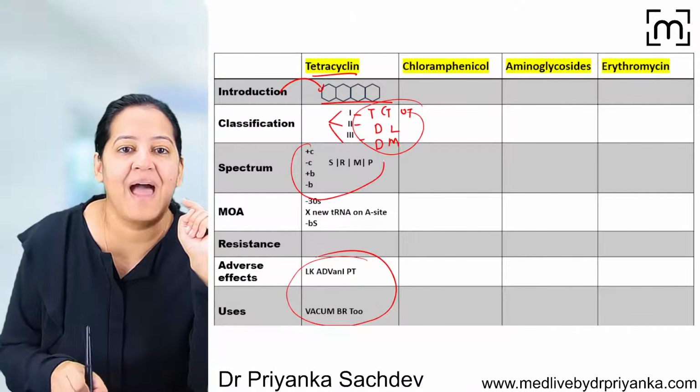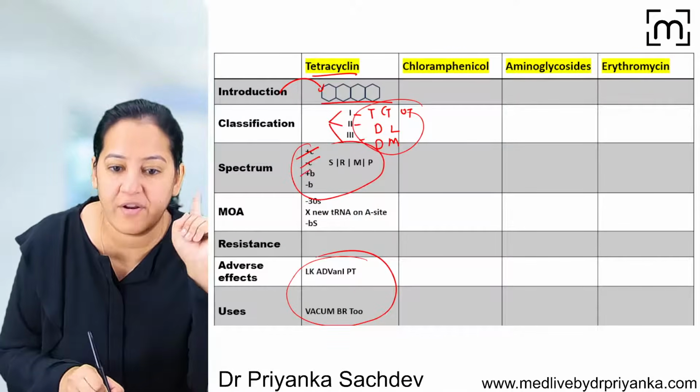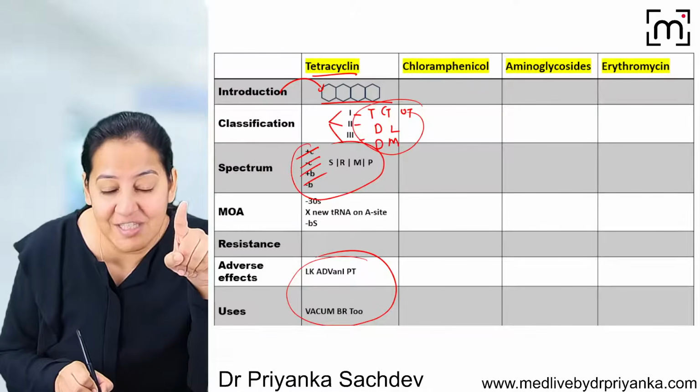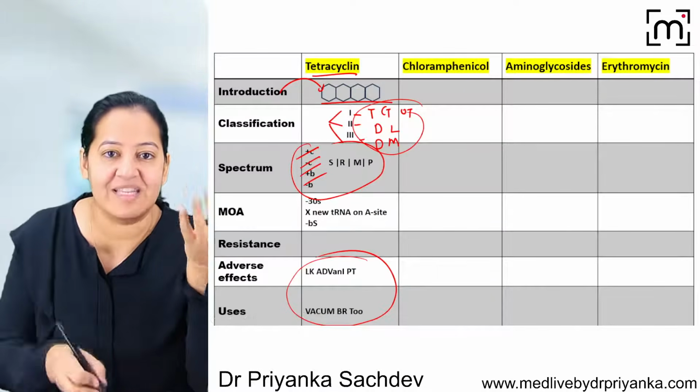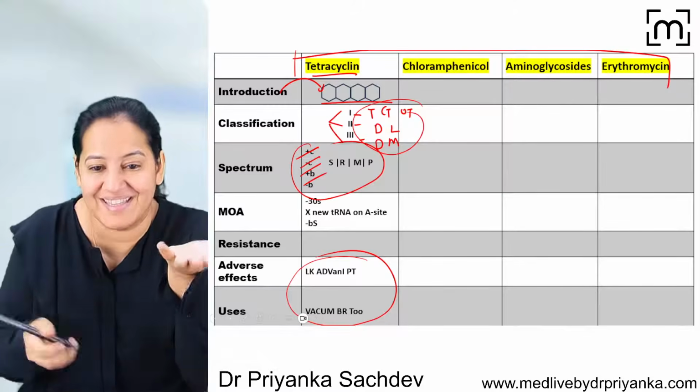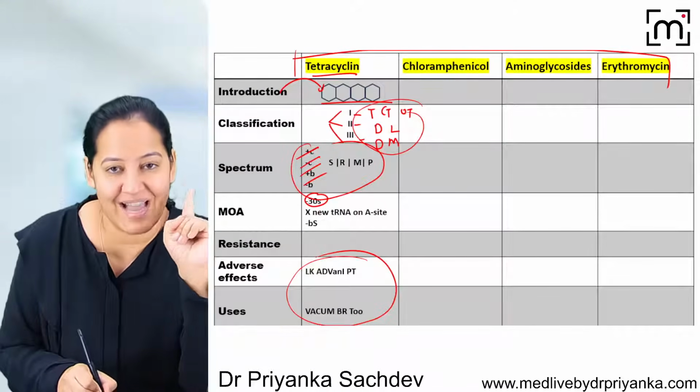Spectrum: it's a broad spectrum, acting against gram-positive cocci, gram-negative cocci, gram-positive bacilli, gram-negative bacilli. What is the mechanism of action? It inhibits protein synthesis. Obviously, that is my chapter today. They all inhibit protein synthesis, but tetracycline is acting on 30S.